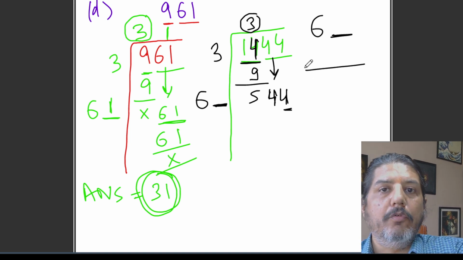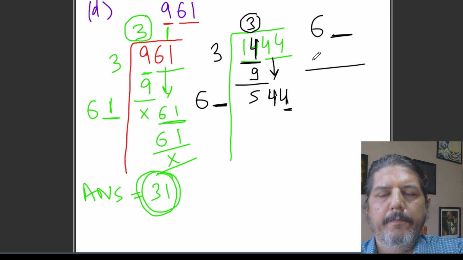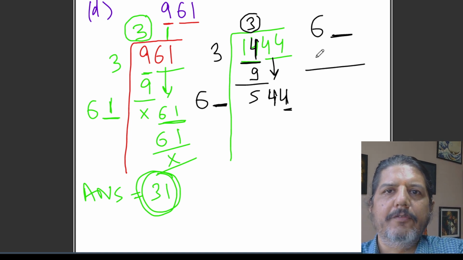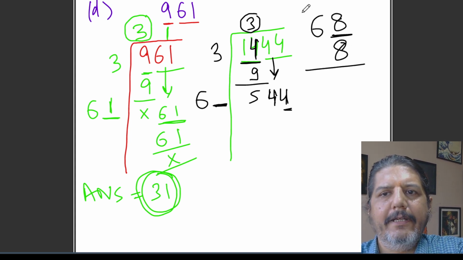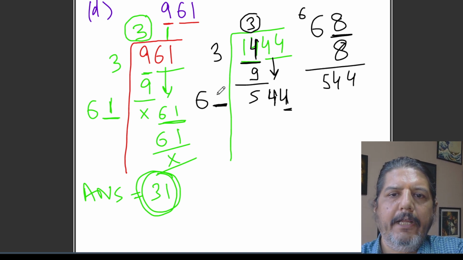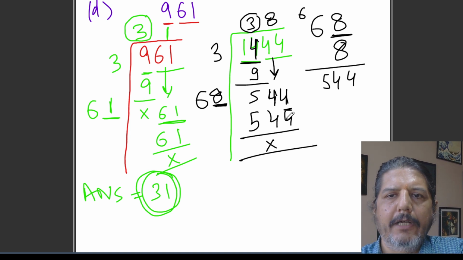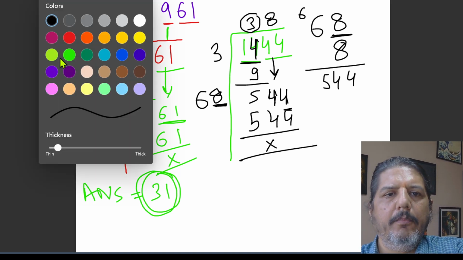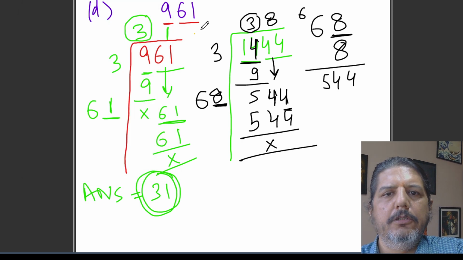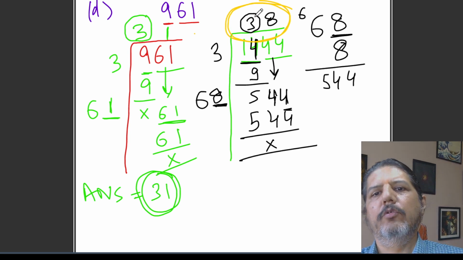So 3 3s are 9, 4 4s are 16, 2 2s are 4. 2 doesn't work, 6 6s are 36, 7 7s are 49, 8. 8 seems to be the number. So if you multiply it by 8, 8 8s are 64. 8 6s are 48 and 6, that is 54. So 68, I can put 8 here, 8 here, and 544 would be the answer, and therefore my correct answer, the square root, would be 38. 38 would be the square root of 1444.